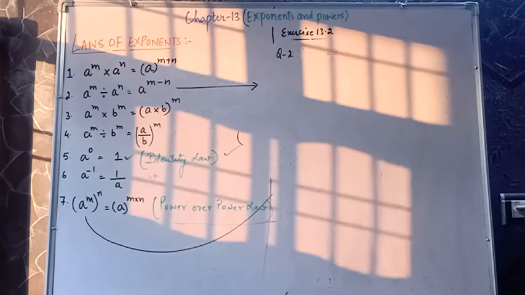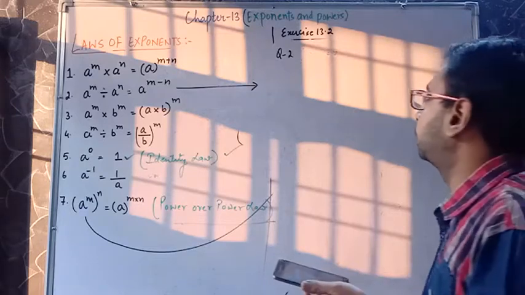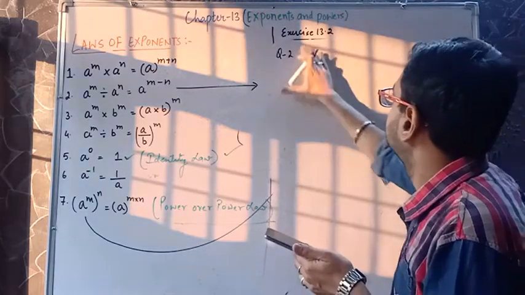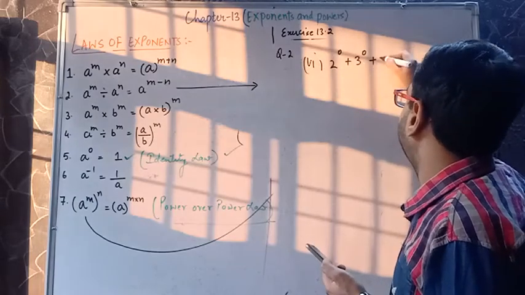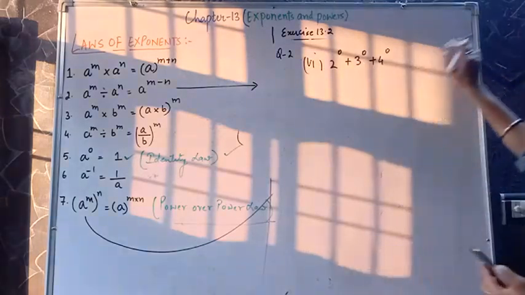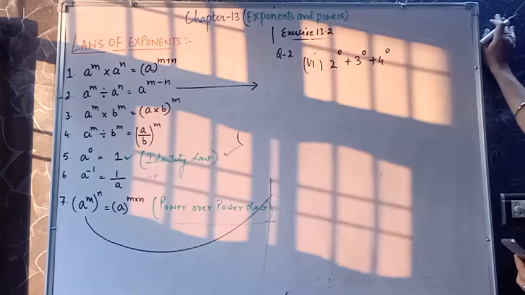Fifth part. Easy to do, fifth part. Okay, sixth part. 2 raised to power 0 plus 3 raised to power 0 plus 4 raised to power 0.